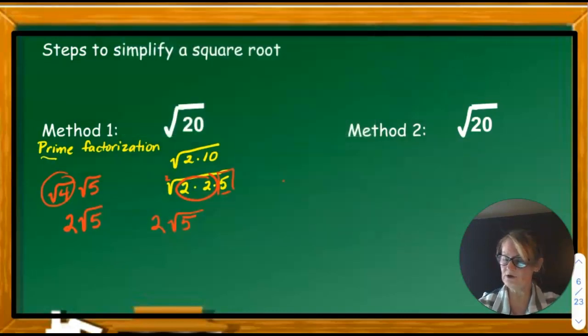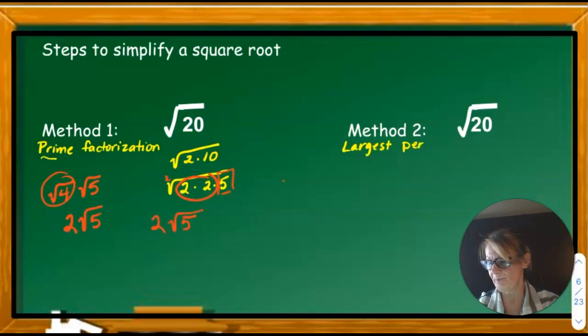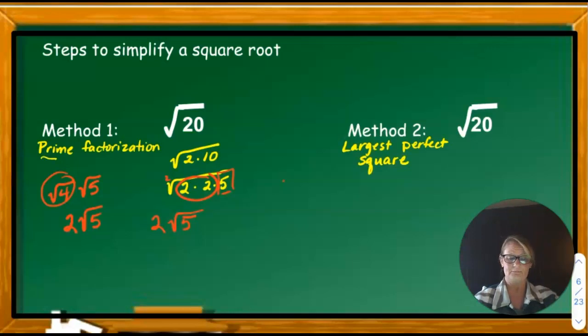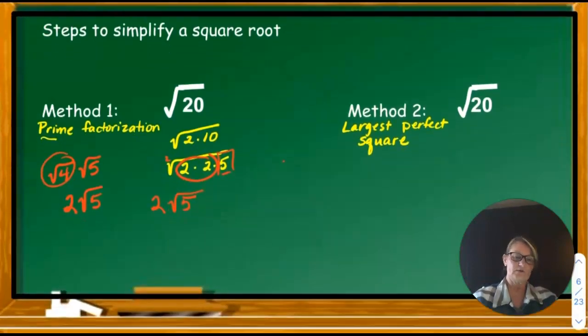So the next one we're going to look at is what I call the largest perfect square. And in my mind, this is more of a mental thing. So you're going to kind of keep things in your head. And sometimes I have a little trouble keeping them in my head. And if you can't keep it in your head, then you can write it down. But what I'm going to do is I want to go through that list. Remember that list that we had earlier that was all of our perfect squares?